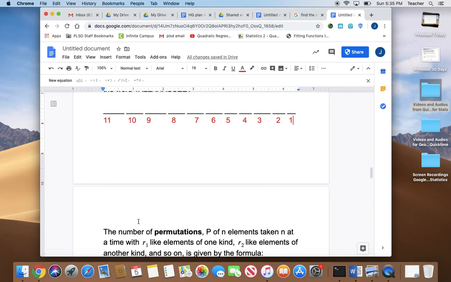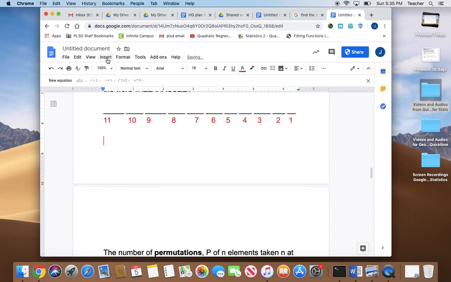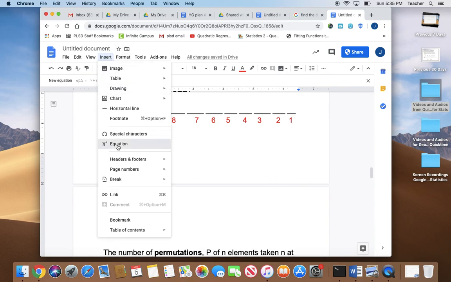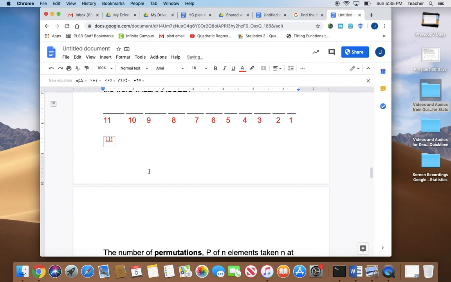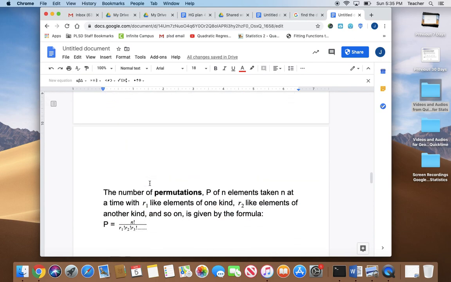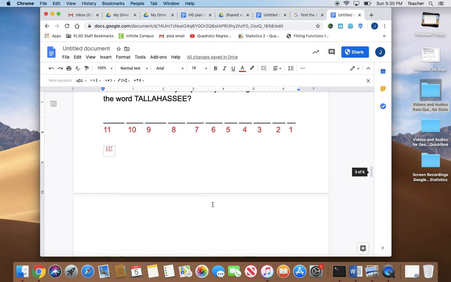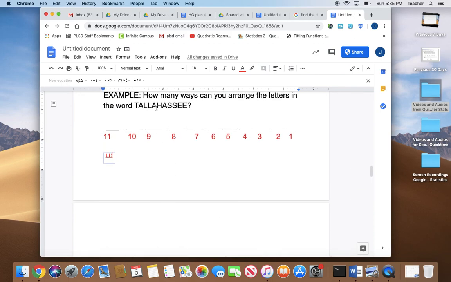So in this case with the Tallahassee example, using this formula, I would say, okay, I have 11 factorial. I have n objects, and I'm looking at all n of them. So I have 11 letters in the word Tallahassee, and I'm looking at all 11 of them, and I have R1 like elements of one kind. What I mean by that is I have 3 elements that are all A's. So down here, I will have to put 3 factorial for my 3 A's.